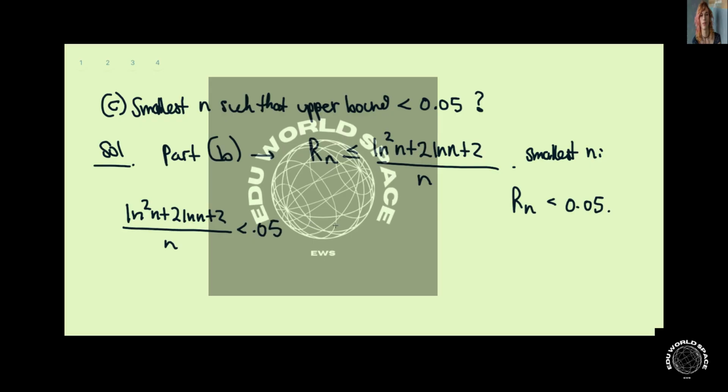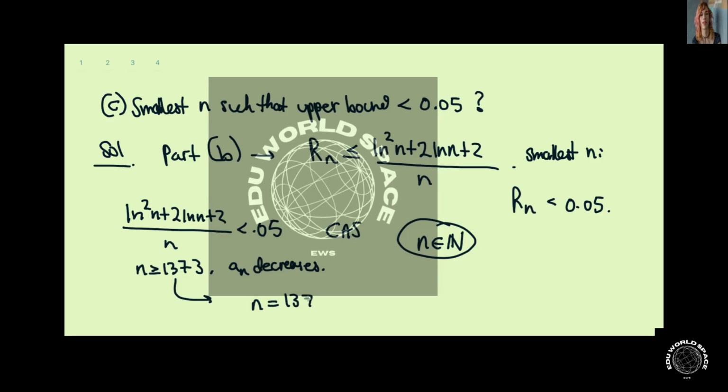And now at this point, we could just go to any computer algebra system or set these equal to each other and see what you get for n. And since n is a natural number, we'll have to round up here. So in this case, the smallest n that we should get is 1373 after rounding up. So any of these n's will work because a_n is decreasing. So we just go ahead and take the minimum. This would be the smallest n that'll guarantee that this is true.